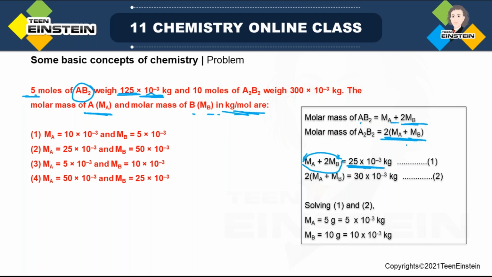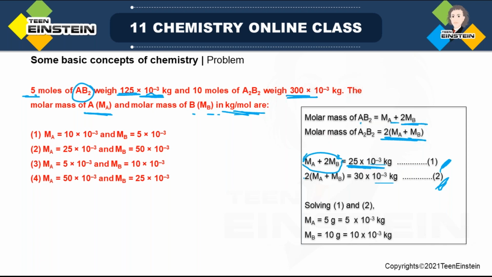And the molar mass of A2B2 should be like this: 2 times Ma plus Mb for the second formula, first formula Ma plus 2Mb. But for 5 moles, it is 125. For 1 mole, it will be divided by 5. So it is 25. Similarly, for the second one, 300 must be divided by 10. So now it is 30. So when you solve these two equations, I will suggest when you are solving, just remove this 10 to the power minus 3, because it doesn't matter, as if you are converting it to gram.